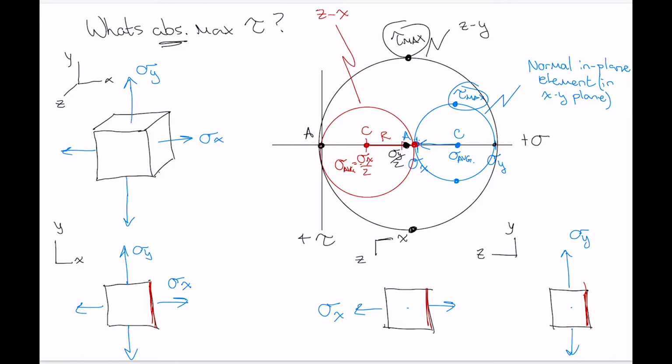So going through the process of drawing 3 more circles for our element, considering all the different possible planes, the largest of those shear stresses is what's referred to as the absolute maximum shear stress.